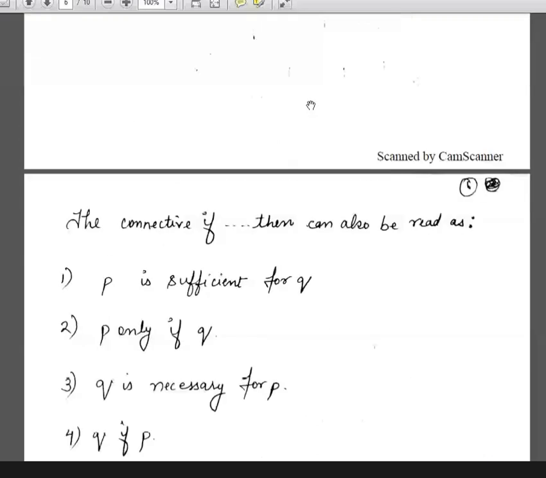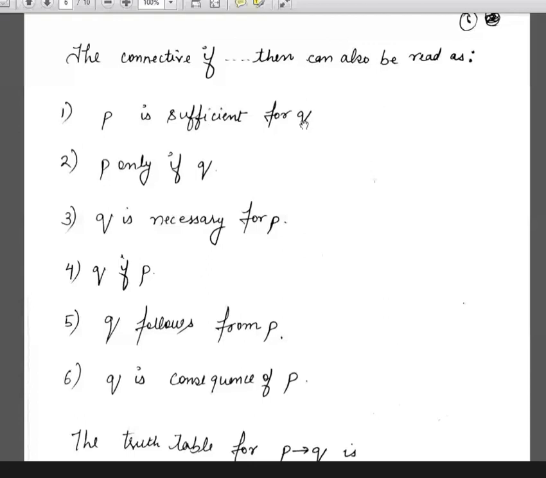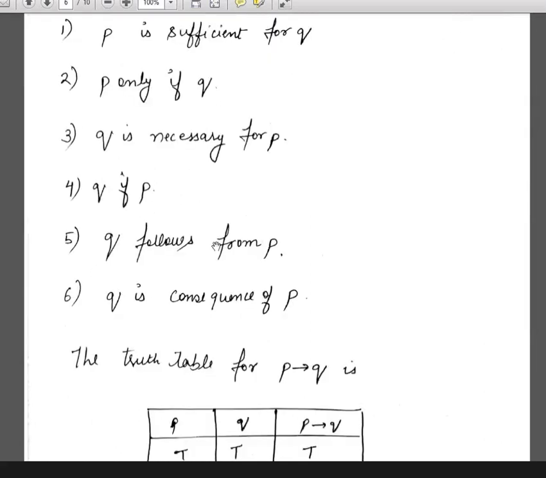You can check it like this here also. There are similar meanings for if-then, like P is sufficient for Q. These are also similar forms in English. To make Q happen, P is sufficient. Second, P only if Q. Third, Q is necessary for P. So these are synonyms for that.